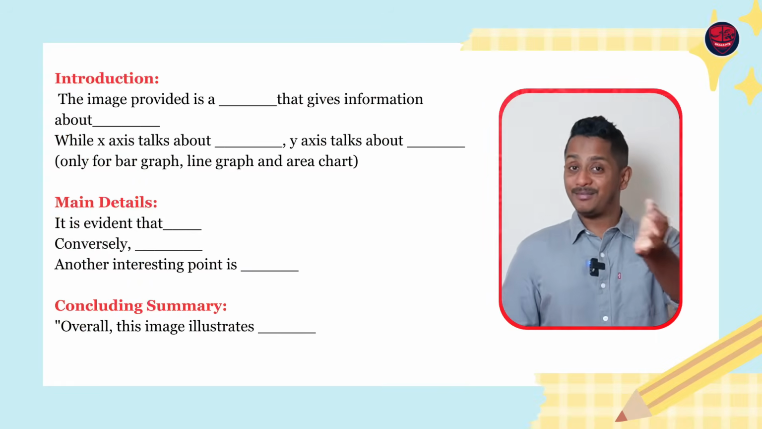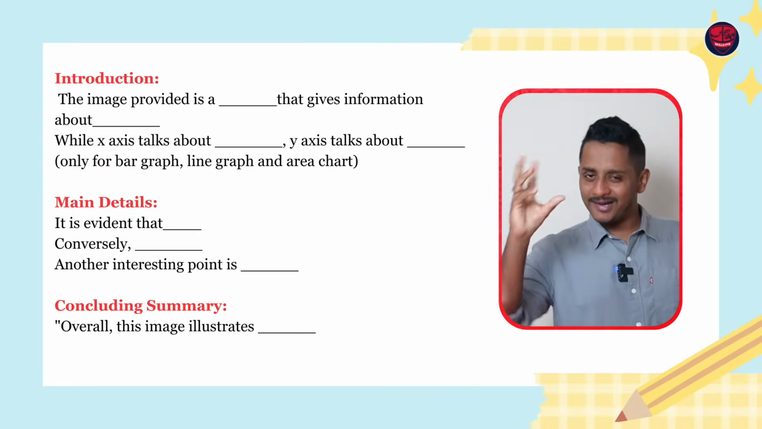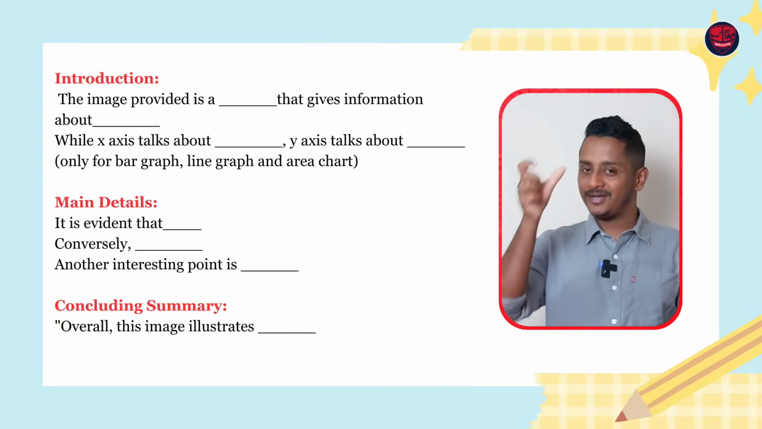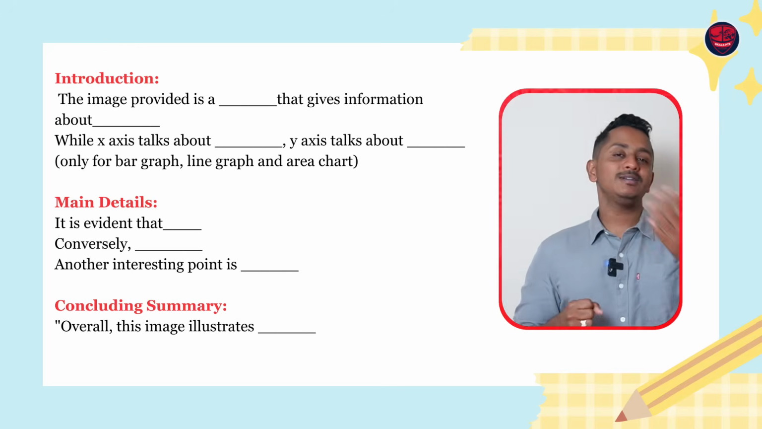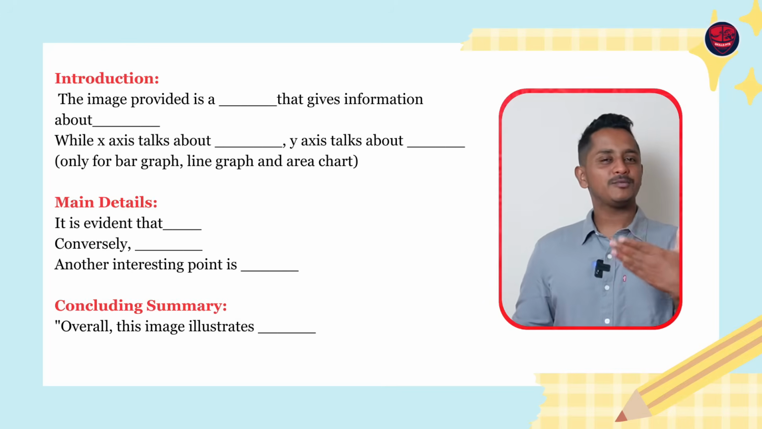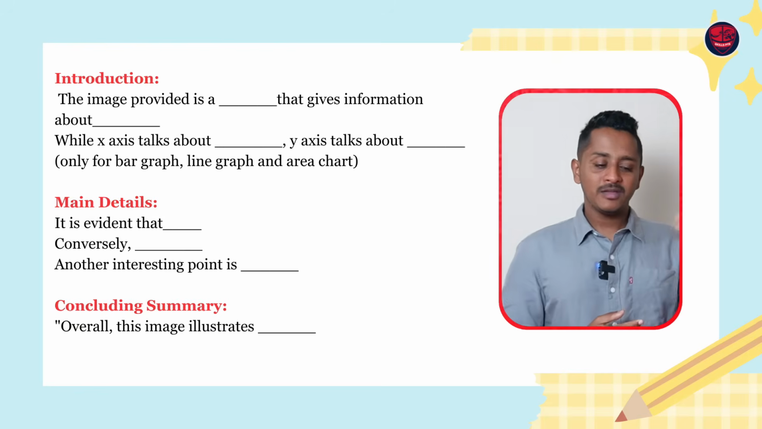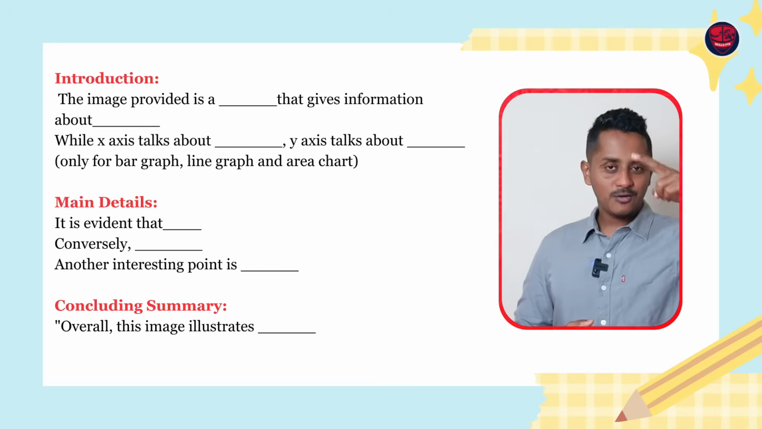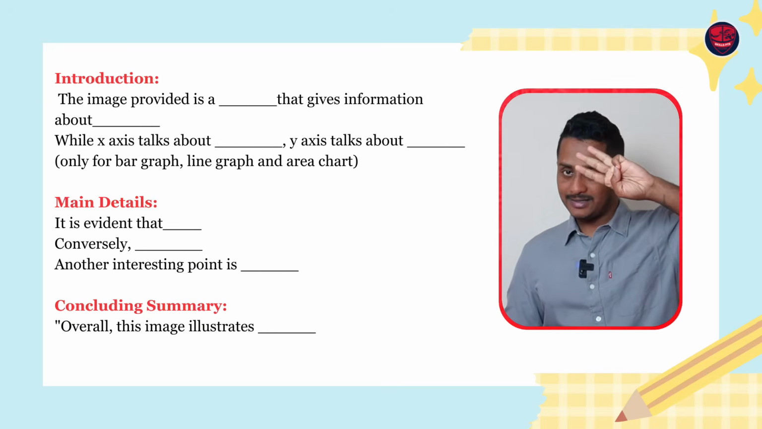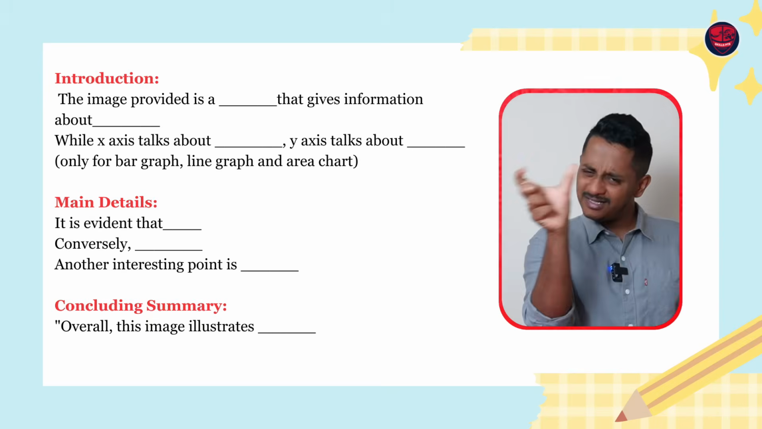So just 3 sentences. Just 3 things you identify and speak using the template that I show you, which I've shown in many videos. You should be getting a very good score towards your speaking from describe image. Alright, so this is the template. The image provided is a bar graph, line graph that gives information about, read the title, where x-axis talks about this, the y-axis talks about this, only comes for line graph, bar graph and area chart. It is evident that, first sentence, conversely, second sentence, another interesting point, 3 sentences, a little lengthy sentences.